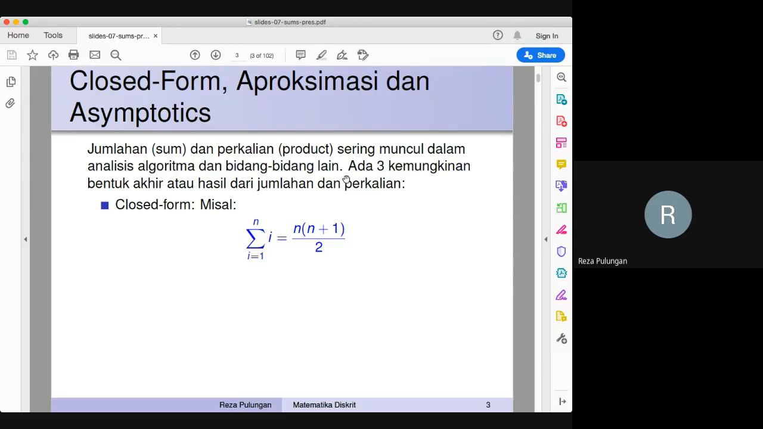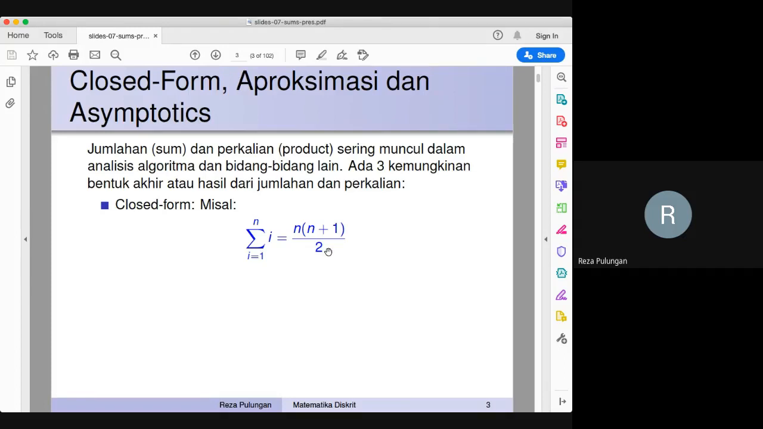The first one is the closed form, and this is an example of a closed form solution. The notation that we use is sigma, summation from i equals 1 until n of i. So basically you are summing 1 plus 2 plus 3 plus 4 plus 5 and so on until n. This summation has a closed form solution, namely n multiplied by n plus 1 divided by 2. We have already discussed this before.